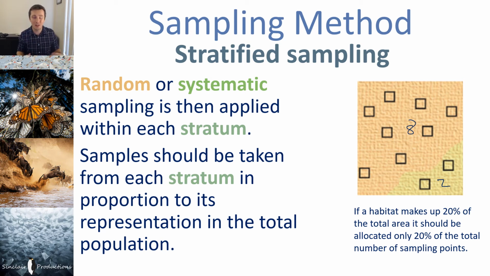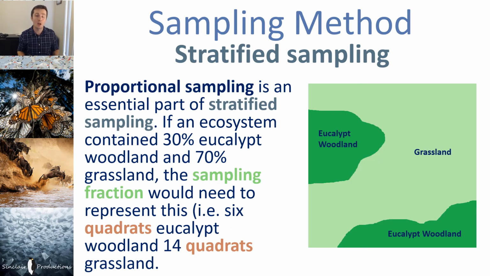That should be pretty clear and make sense to you there. So proportional sampling is an essential part of stratified sampling. If an ecosystem contained 30% eucalypt woodland and 70% grassland, the sampling fraction would need to represent this, i.e. 6 quadrats in the eucalypt and 14 quadrats in the grassland, if I was to do 20 quadrats in total.